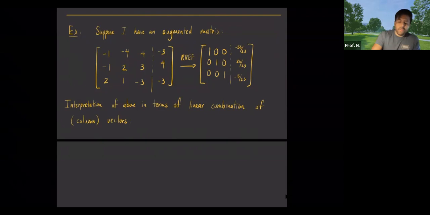So again, I'm trying to help you transition from considering things from the perspective of systems of equations to column vectors. Normally this would be an equation, right? We would have negative x minus 4y plus 4z equals negative 3. Then this would be plus 2y plus 3z equals 4, and so on and so forth. That's normally how you would interpret it.